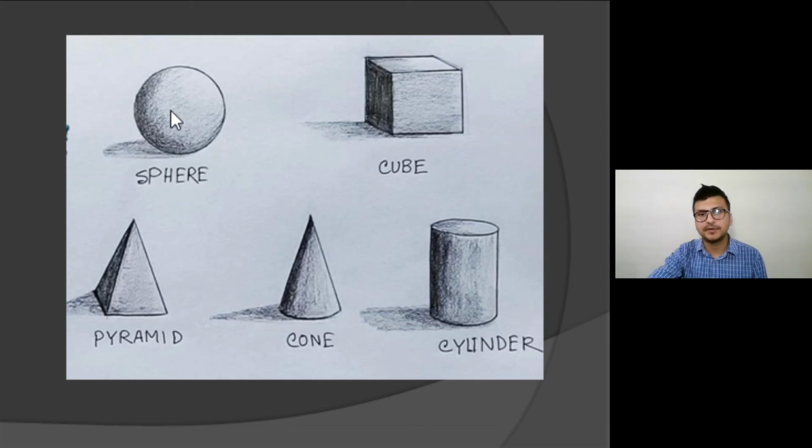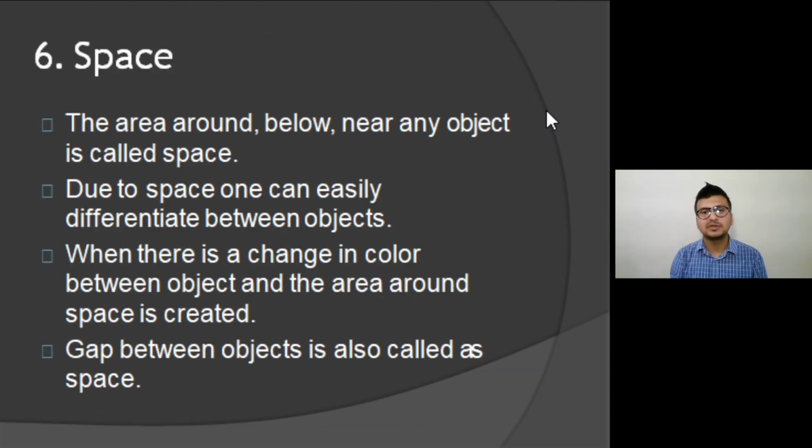See here, it's a sphere. Again, it's a cube. It has three dimensions. This is, you can say, the x-axis, this is the y-axis, and this is the z-axis. Again, this is the z-axis, this is the y-axis, and this is the x-axis. Again, it's a cone, pyramid, and cylinder. Each and every element that you can see right now in front of the screen is a form, and it has three dimensions.